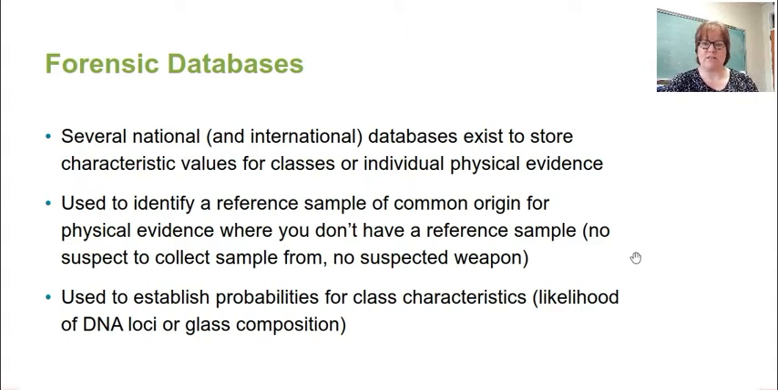So I want to match something in my possession from a crime scene to something in the database and say, oh, well, they have a common source. So for instance, maybe if I have a bullet casing and I can measure the striations on it, but I don't have a suspected weapon, if I can go to the database for bullet casings from different weapons and I find a match, now I can go after that suspected weapon. As these databases get larger, that's more and more possible.